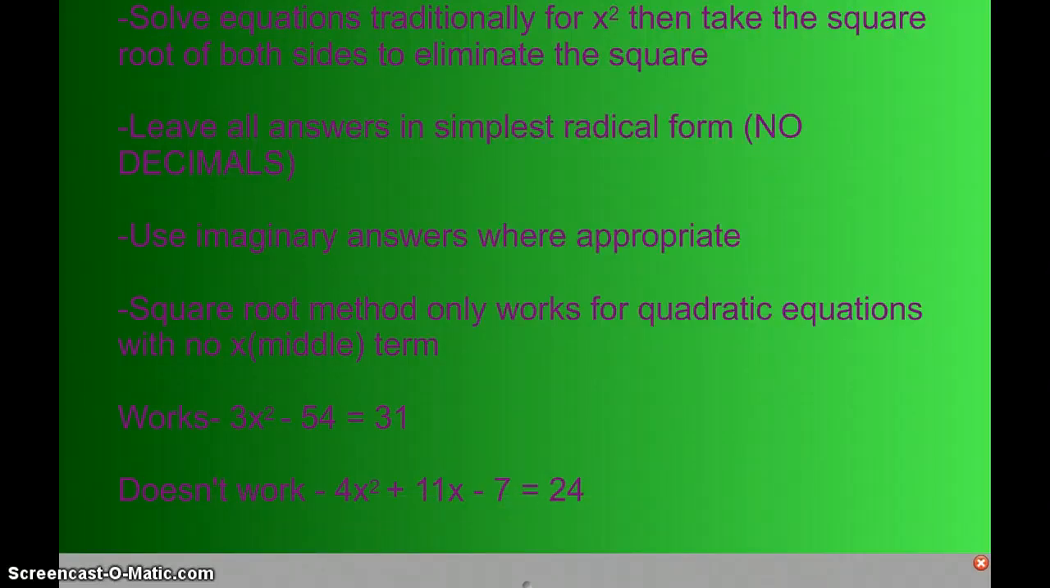And we need to realize that an equation you can't solve using the square root method would be something like 4x squared plus 11x minus 7 equals 24. That does not work because it has that middle term, it has that x term in there.